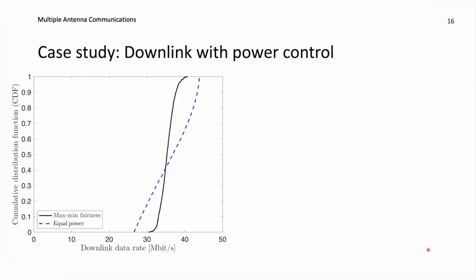Let's now switch to the downlink. So I'm showing you the cumulative distribution function of the downlink data rate, and we're having maximum fairness and equal power allocation. So in the maximum fairness case, we are dropping 10 users randomly. Then we are computing their beta and gamma parameters. We are selecting the power control coefficient at the base station. So we are dividing the power between the users at the base station so that everyone gets the same SINR.